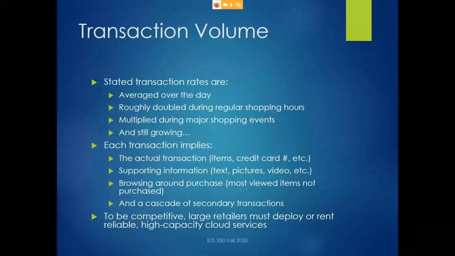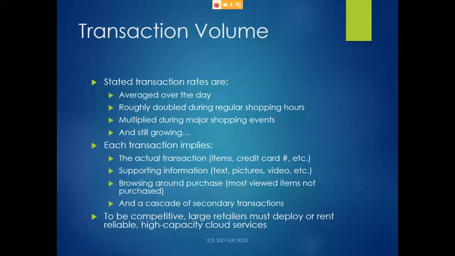Now, when we talk about Amazon's transaction volume, a thing to keep in mind is that these transaction rates are averaged over the entire day. So roughly speaking, they're going to be about double during regular shopping hours. Most of Amazon's operation is from North America, so when North America is in daylight hours or early evening, that's when a lot of the Amazon traffic is going to happen. And of course, multiplied during major shopping events. Amazon Prime Day, for example, was lately so big that even Amazon itself had trouble keeping up with all of that network traffic. And it's still growing. Saw a chart the other day: Amazon has been growing in the middle double digits for the last 5 years now, so something like 40% a year.